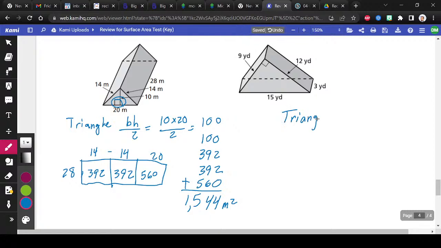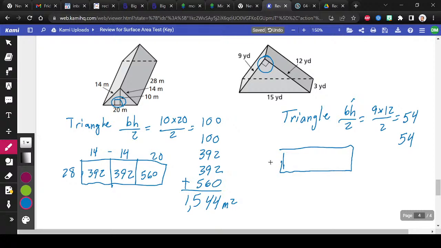Here we go with a triangle. Base times height divided by 2. Look up here. Base and height are 9 and 12. 9 times 12 divided by 2 is 54. We have two 54s, one for the front triangle, one for the back triangle. And then the two triangles are 3 yards apart. And so the sides of the triangle are 9, 12, and 15.